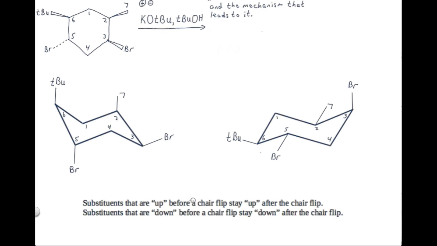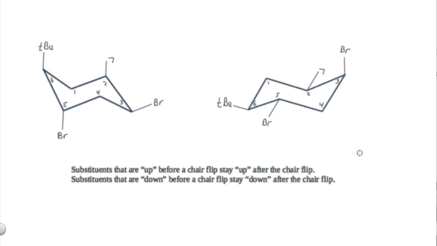We used this rule. All the substituents that were up before the chair flip stayed up after the chair flip. All the substituents that pointed down before the chair flip stayed down after the chair flip. Students oftentimes have difficulty drawing this equatorial bond and this equatorial bond at the correct angle. So at the end of the explanation for this problem, I will include an additional note that explains how to draw this equatorial bond and this equatorial bond at the correct angle.